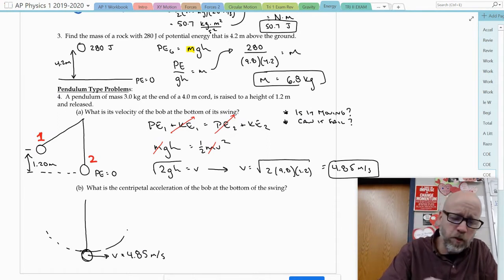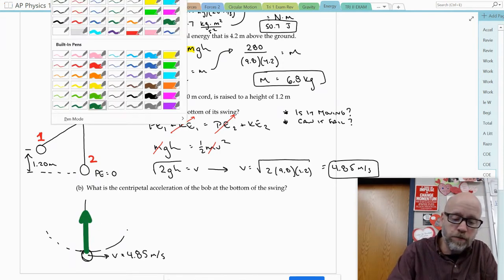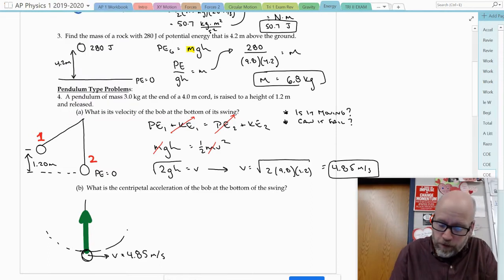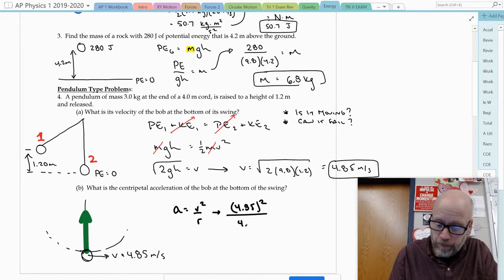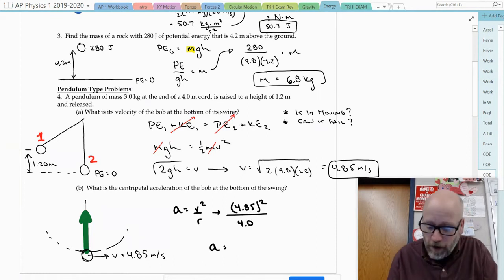But if I take a look, there's going to be a centripetal acceleration towards the center. And I can solve for that using the formula a equals v squared over r. I just found the velocity is 4.85, quantity squared, divided by the radius, which is the length of the string, which is 4 meters. And I got 5.88 meters per second squared.